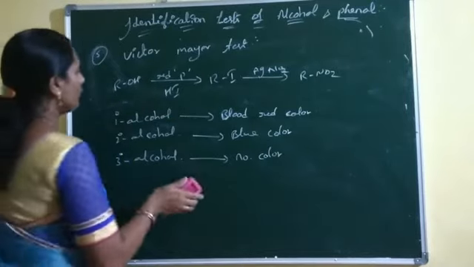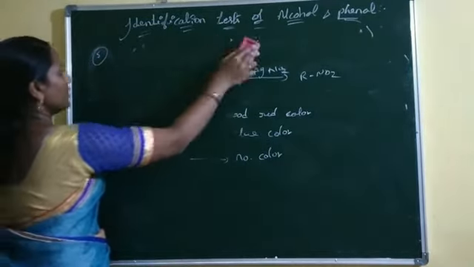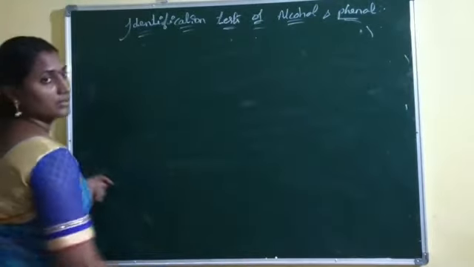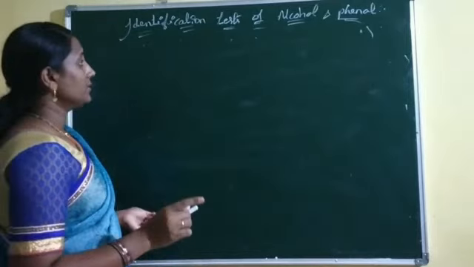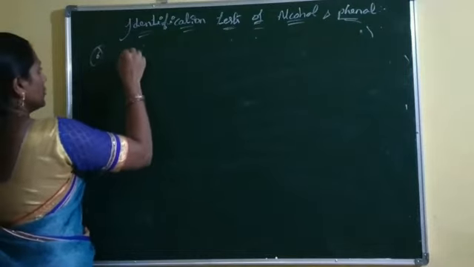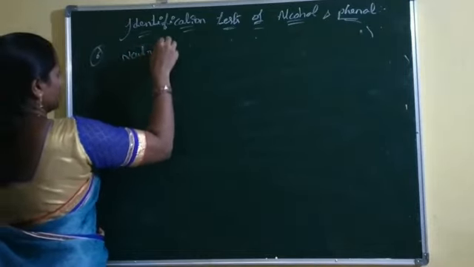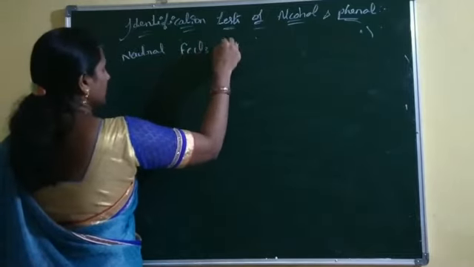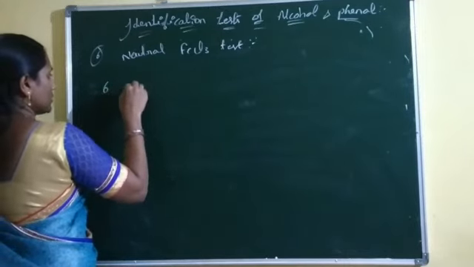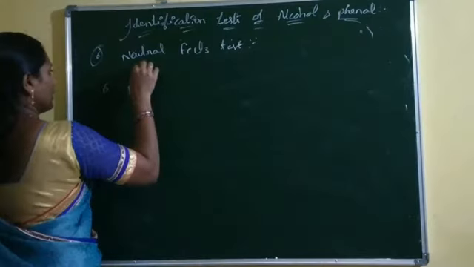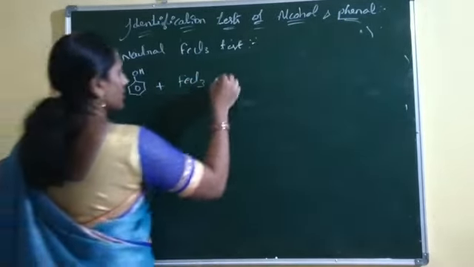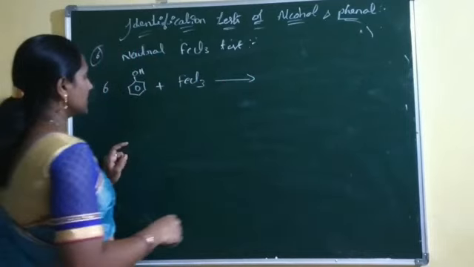In our syllabus, only one identification test of phenol is available. That is the neutral FeCl3 test. In this one, you take 6 moles of phenol. Now the 6 moles of phenol are treated with FeCl3. Now a red color complex is observed.